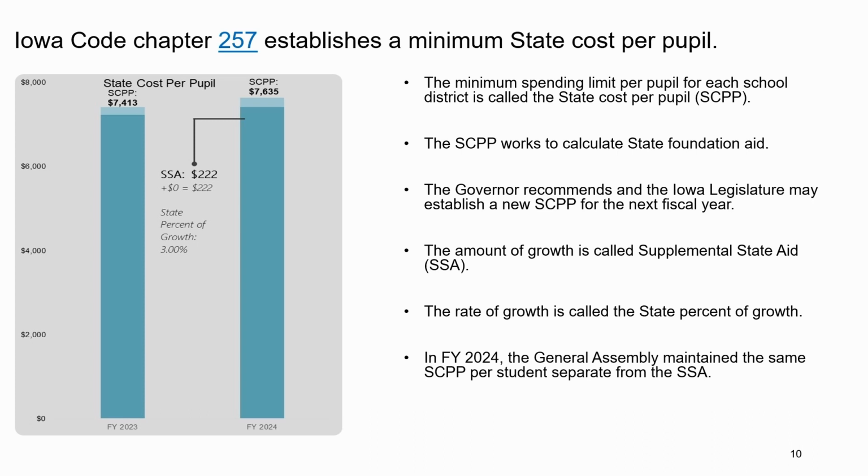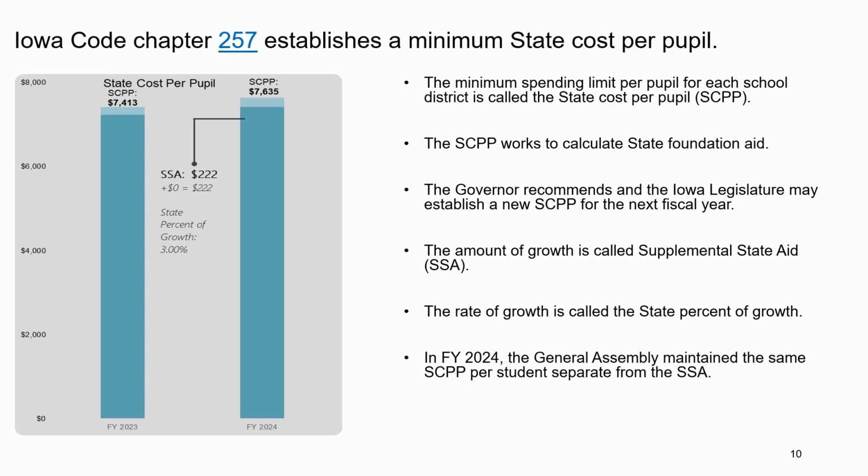The state cost per pupil works to calculate state foundation aid. The governor recommends, and the Iowa legislature may establish, a new state cost per pupil for the next fiscal year. The amount of growth is called Supplemental State Aid, SSA. The rate of growth is called the state percent of growth. A 2.50% increase for fiscal year 2025 would result in an increase of an estimated $191.